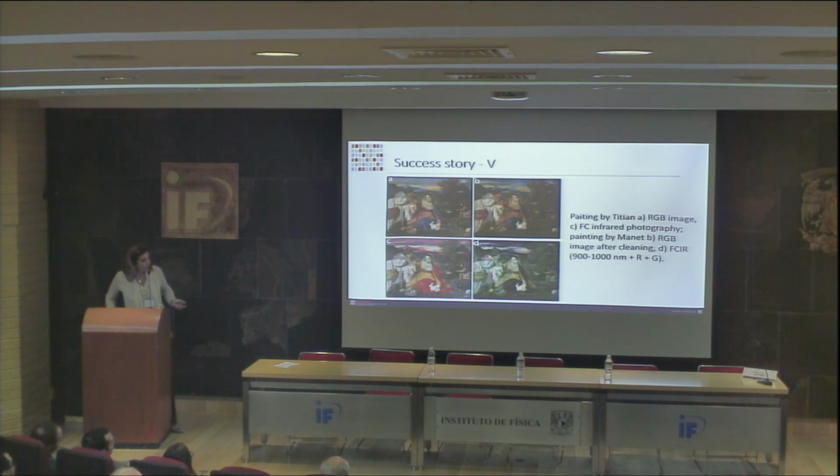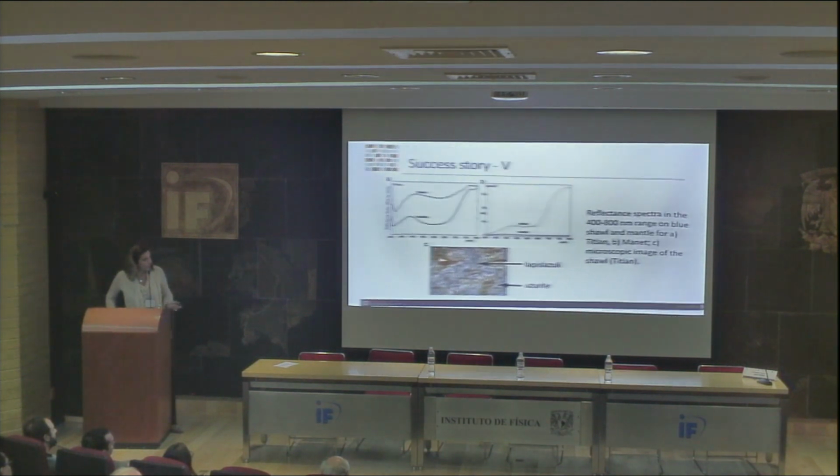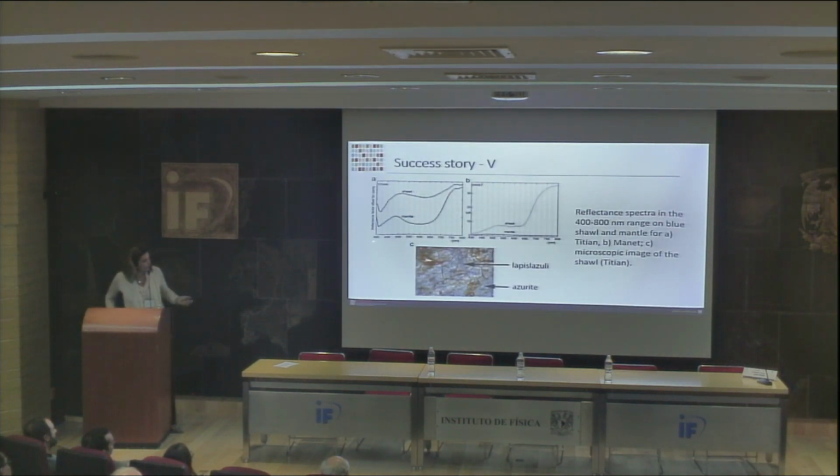And we performed the false color image using the same wavelength that probably was used to obtain that image in order to compare them. And we were given also a few spectra, acquired only in the visible region, of the pigment used by Titian. We made our measurements on the Manet painting, and we were able to discover that while Titian used lapis lazuli and azurite, Manet used cerulean and Prussian blue.